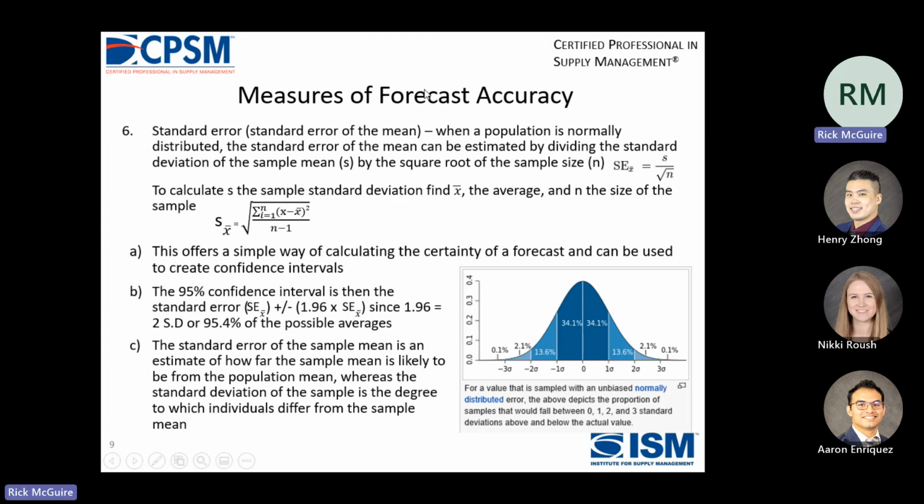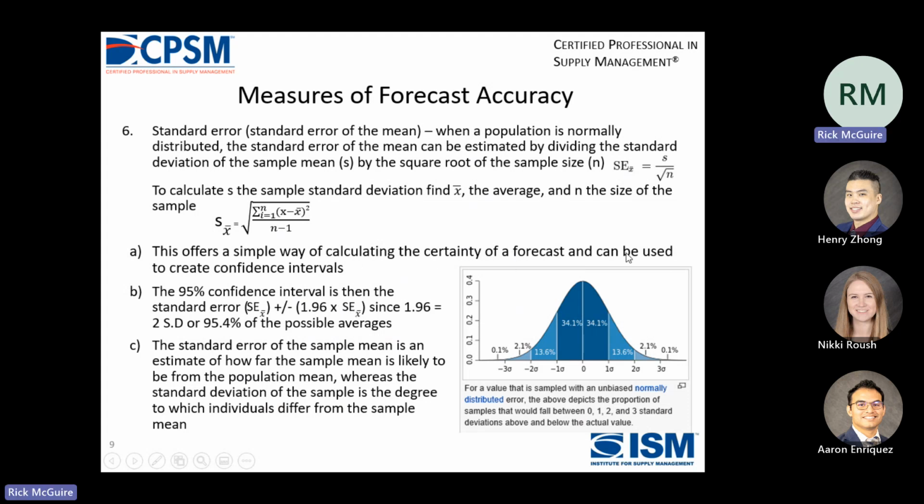And then you've got measures of forecast accuracy, the standard error of the mean. This is not a real common one, but when a population is normally distributed, the standard error of the mean can be estimated by dividing the standard deviation of the sample means by the square root of n. So to calculate the standard deviation, find x bar and n, the size of the sample. Here's your standard deviation formula. It's the same thing, x minus x bar squared, and then the sum to n. Then you divide by n minus 1. This is basic statistics.